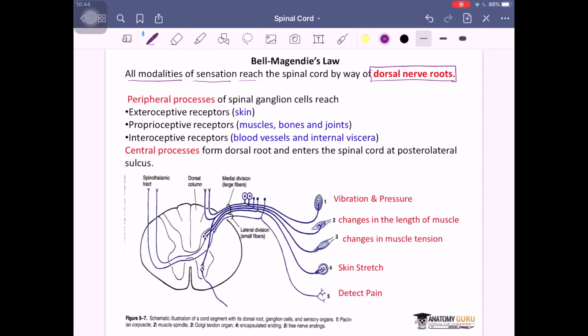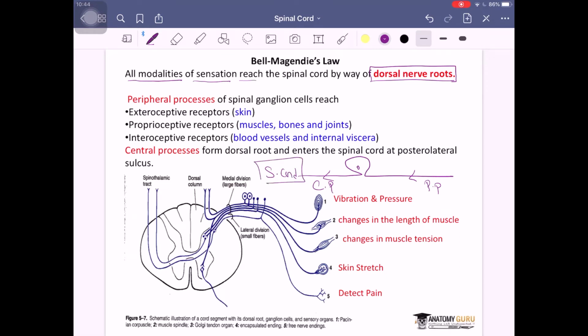As per this law, every sensation reaches the spinal cord only and only by your dorsal nerve root, and never by your ventral nerve root. That is the Bell-Magendie law. Now, if you know your pseudo-unipolar neuron, it has a body, and this one is your peripheral process, which is bringing your information from the periphery, and this is called the central process because it goes to your spinal cord.